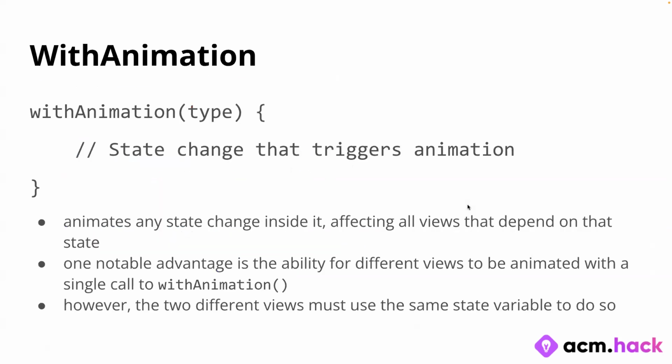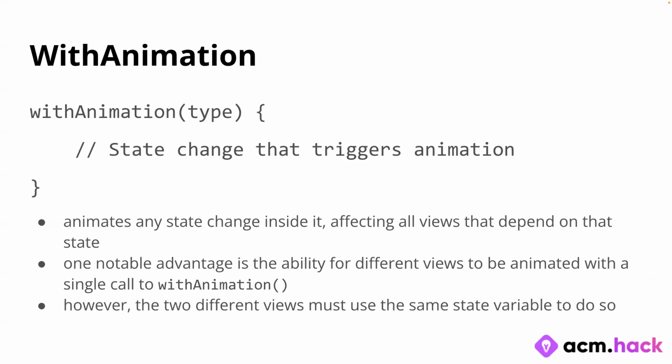The second one that I mentioned was with animation. This is the syntax for that. We have with animation and then the type. The type here, I believe, is the same as the different types you have available for the animation syntax. Then here you want the state change that triggers the animation. The syntax is a little bit different, and this will animate any state change inside it and affects all views that depend on that state. One notable advantage is the ability for different views to be animated with a single call to with animation.